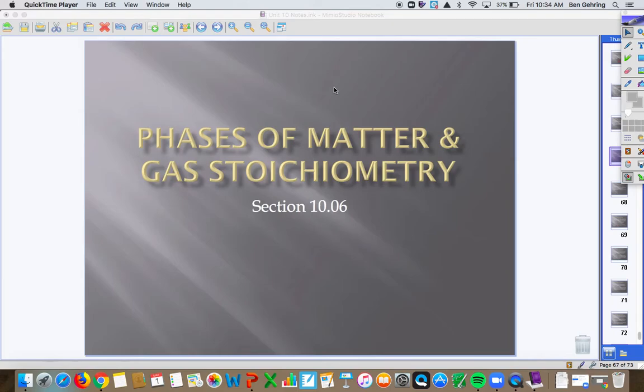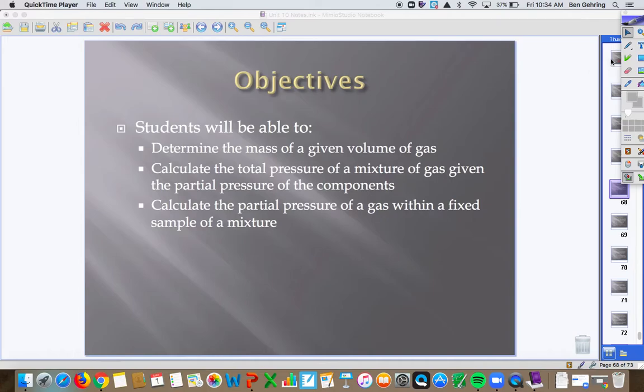Hello, and thank you for joining me for our last section of the gases and energy unit in this course. Today you will be able to determine the mass of a given volume of gas. We're going to talk about pressures. You'll be able to determine the total pressure of a mixture given the different partial pressures, or vice versa. You're going to be able to calculate the partial pressure within a fixed sample of a mixture. So that's what we're going to talk about today.